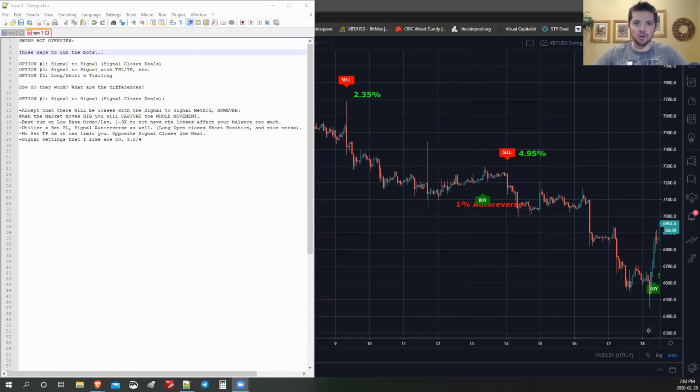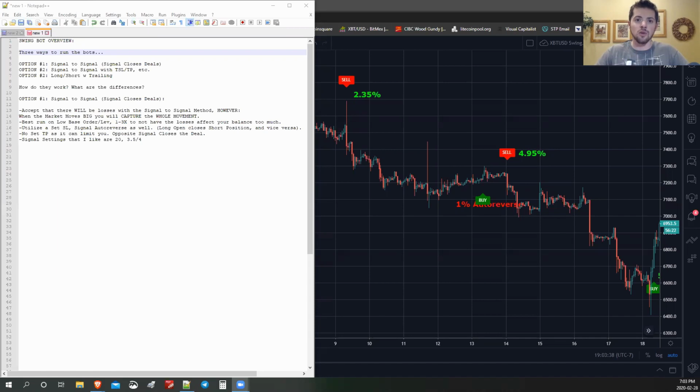Todd here with Swing Trade Pros, or STP, coming at you with a video on 3 different ways to set up the swing bot. I was asking in our Discord earlier and I figured I'd do a quick video presentation on it, because there's a couple different ways to set it up. People would like to know a little bit more about each.